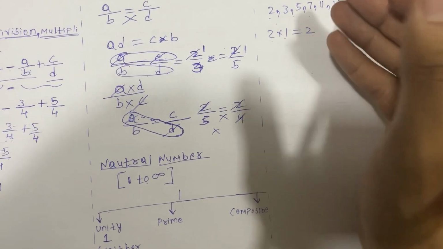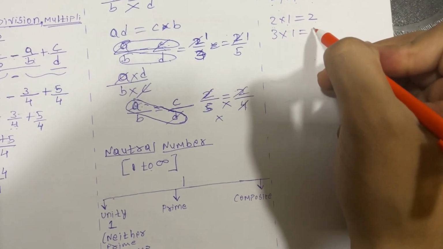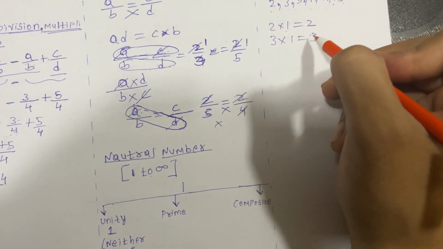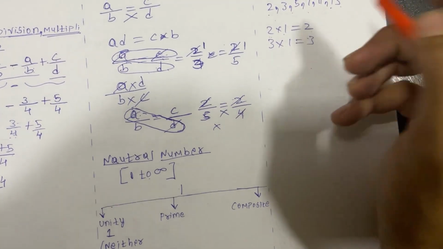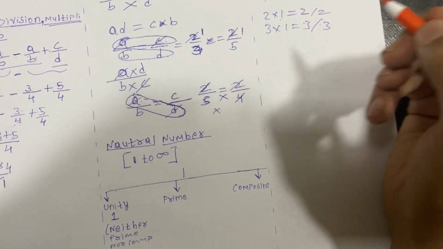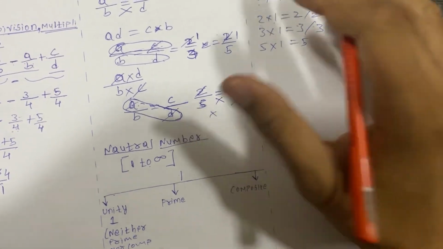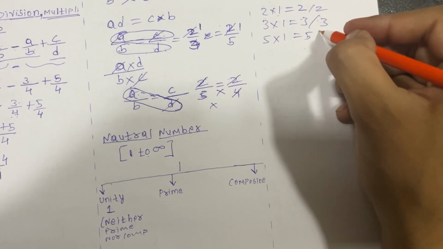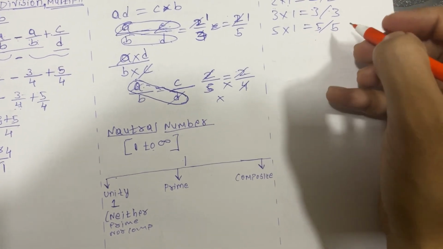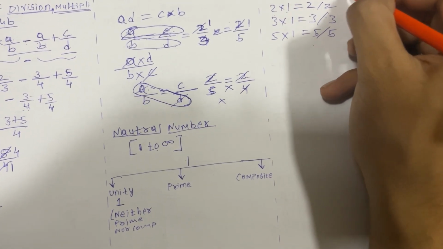For example, 2 is only in the 2 table. 3 into 1 is 3, so it is not divisible by any other number. Like we have to divide 2 by 2 only, we have to divide 3 by 3 only. Similarly, 5 into 1 is 5, so 5 doesn't come under any other table, so we divide 5 by 5 only. Then 7. So these are prime numbers.